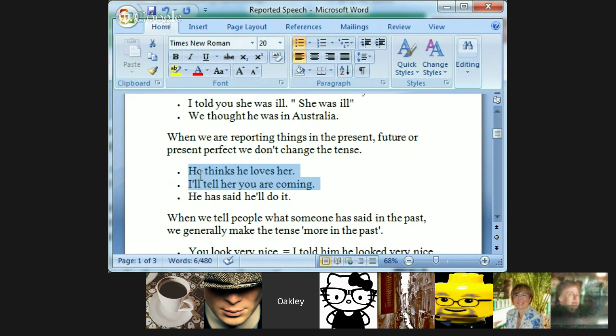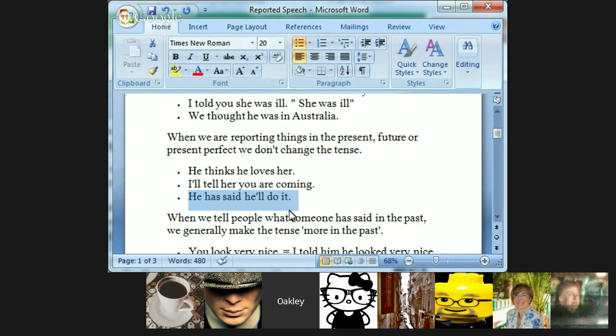Okay, future. "I will tell her you are coming." Well, of course, this depends on the fact you haven't told her yet, obviously. Then it would still be, okay. All right. "I told her that I would tell you she was coming." What? Okay. If you're going to do a quote, never mind. We'll get to that later.